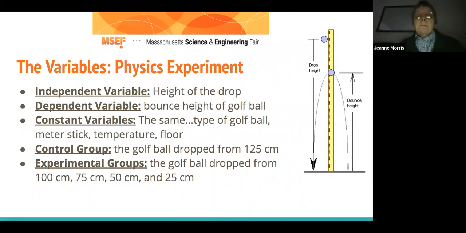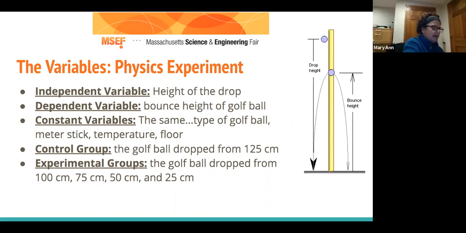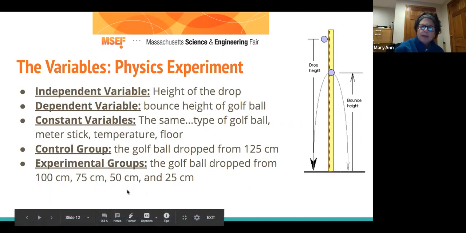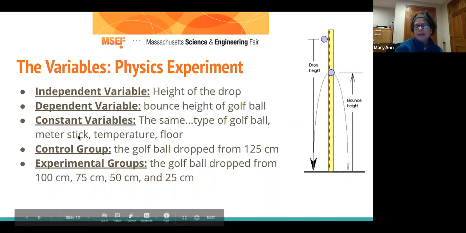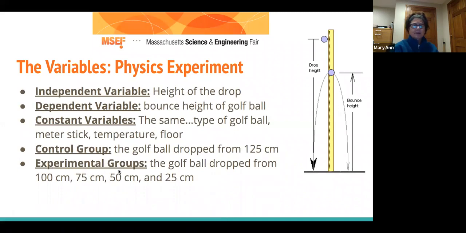If the drop height decreases, then the bounce height is expected, I'm writing this down, to also decrease. And then you'd explain, because the higher the drop height, the more potential energy, etc. Okay. But this is a good one, and I love this one because it's not exactly perfect with control group and experimental groups.